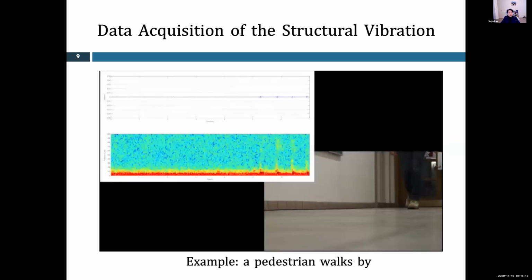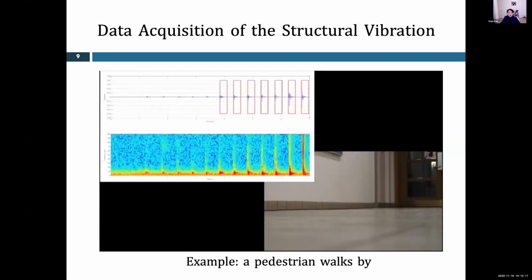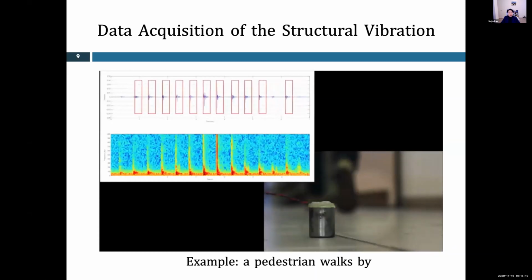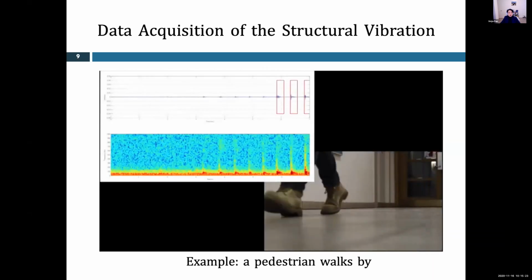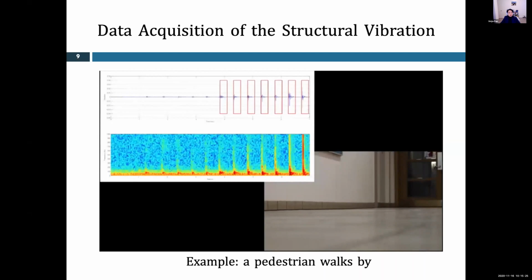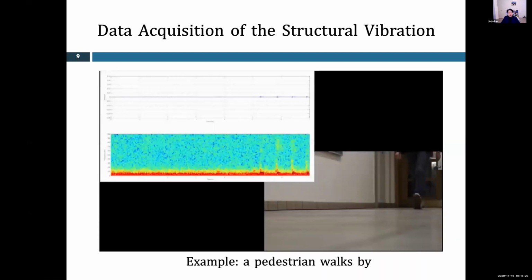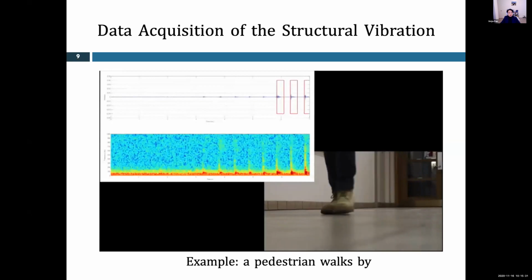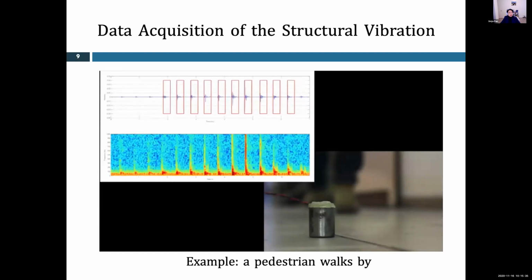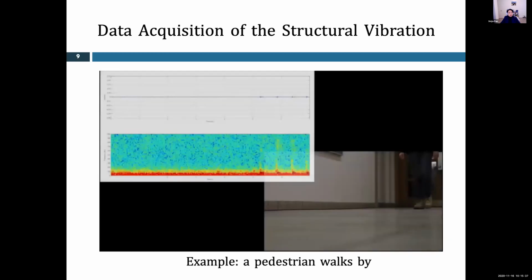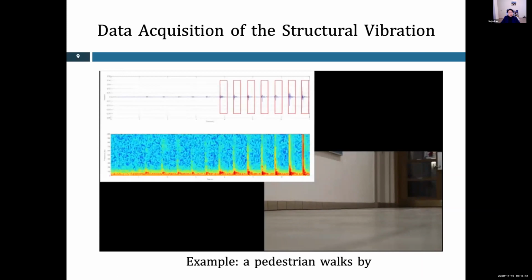For a feasibility check, we place a sensor in the hallway where we ask a pedestrian to walk by. We can observe that the footfall on the floor actually causes the floor to vibrate, and the sensor we put in the hallway, a geophone here, can capture this vibration induced by the footfall, and you can see the detected signals marked in the red box on the top figure.